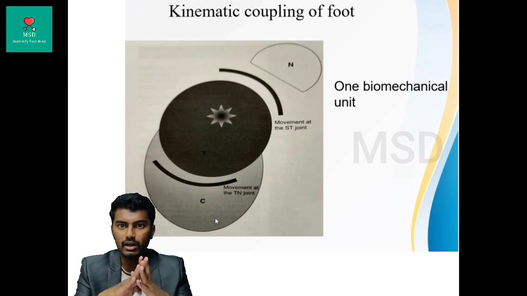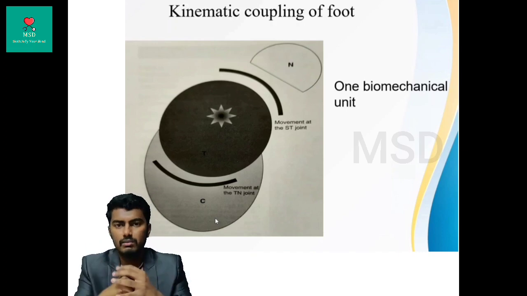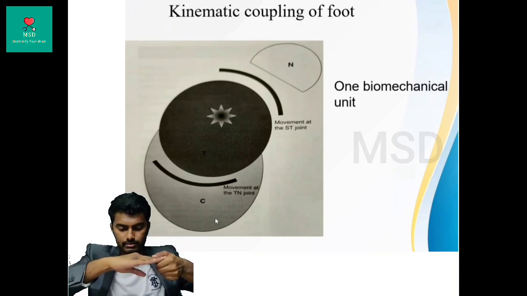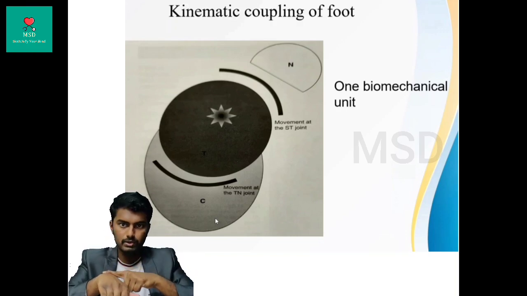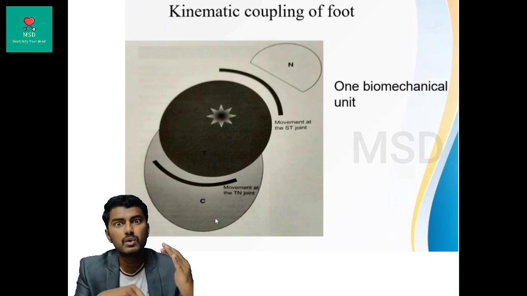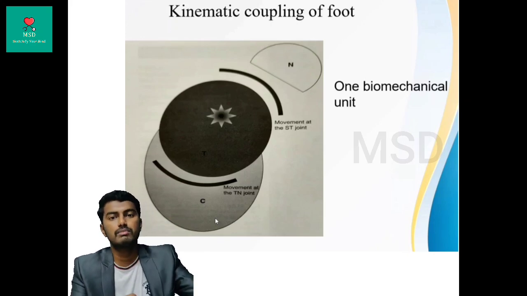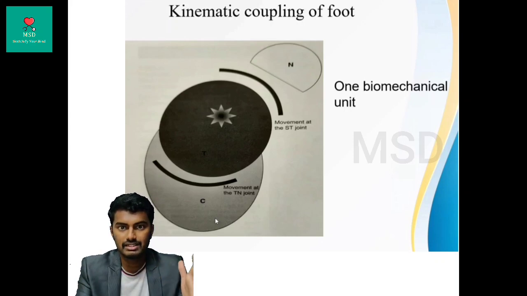So what his theory was, the foot will act as one biomechanical unit. So what does one biomechanical unit mean? If this is the forefoot, midfoot and hindfoot, if I move the forefoot, the midfoot will also move and the hindfoot will also move. So that is the kinematic coupling of the foot. So he said there is no need for sequential correction of deformities. If you correct one deformity, the other deformity also will get corrected automatically. So his concept was based on this and he achieved excellent results in a short time. Short time means less than 2 months.